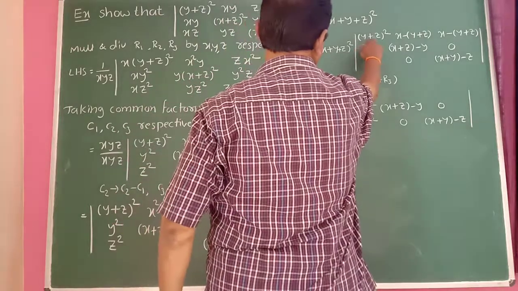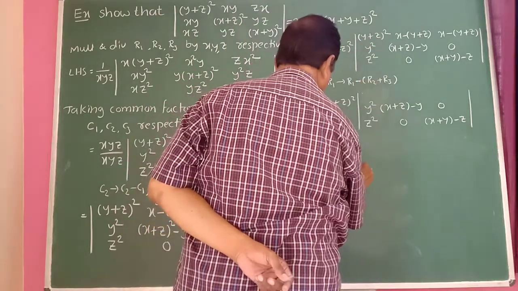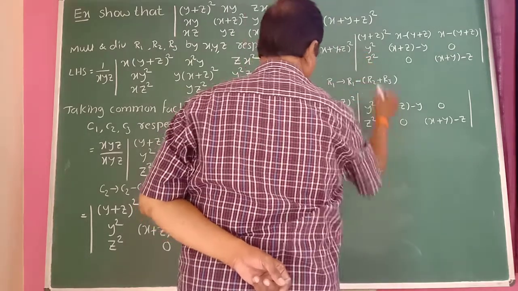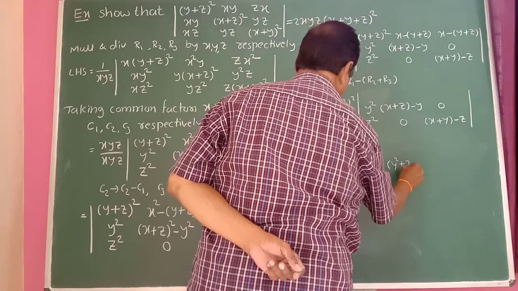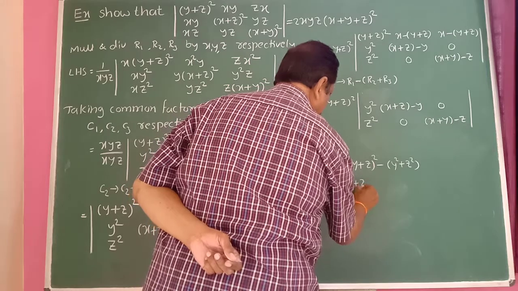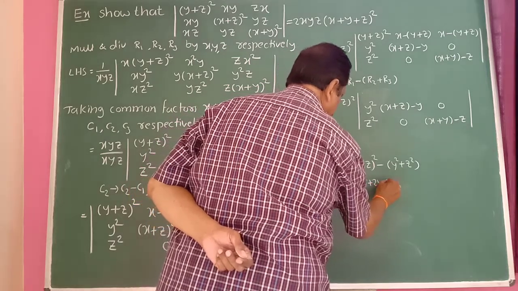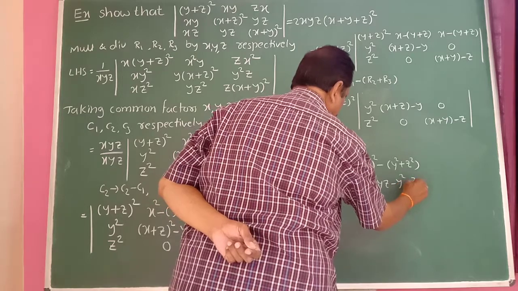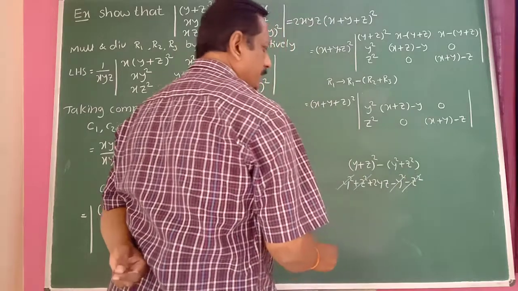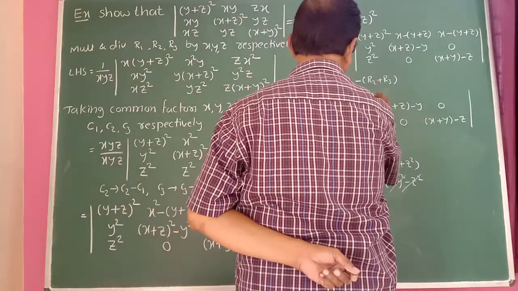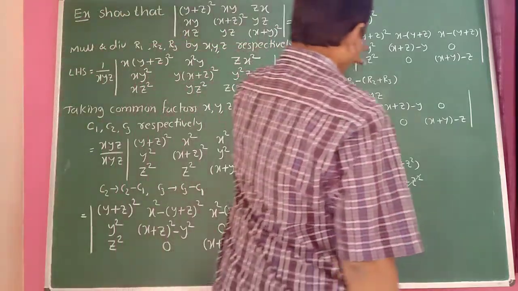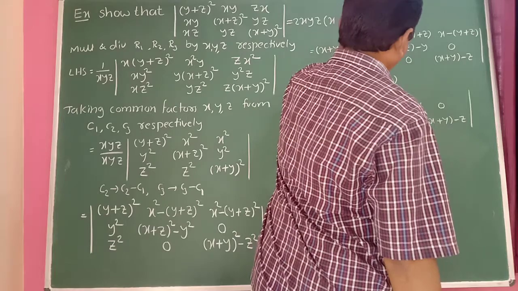Here (y plus z) whole square minus (y square plus z square). (y plus z) whole square is y square plus z square plus 2yz, minus y square minus z square. Here y square and z square get cancelled. Remaining is 2yz, so 2y into z, 2yz.